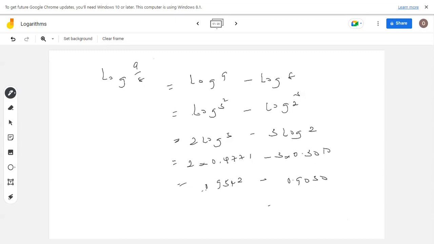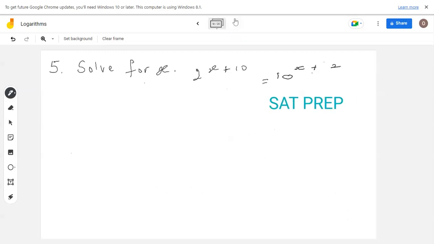That is 0.9542 minus 0.9030, giving us 0.0512. So that's the answer. It's approximately 0.051. That's our value. That's our answer. We look at the next question now.